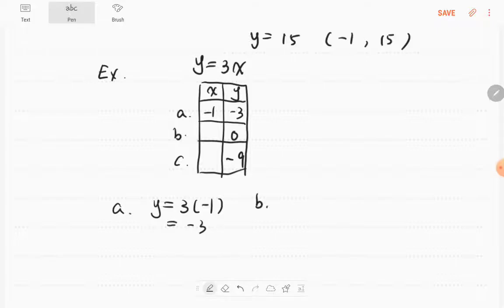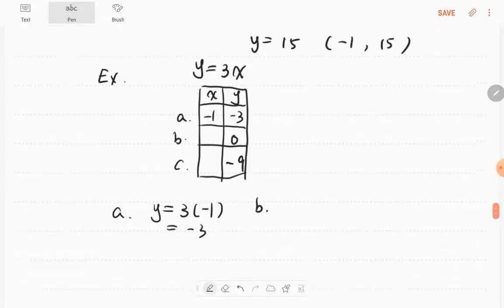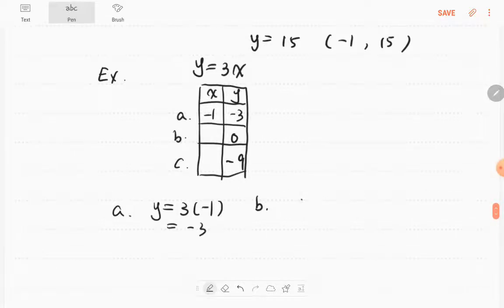Then we check part B. This time we do not know the x value, but we know the y value. So we use 0 to replace y. This 0 is for y, so the equation will be 0 equals 3x. Then we solve for x. We know x is equal to 0. So we write 0 here.